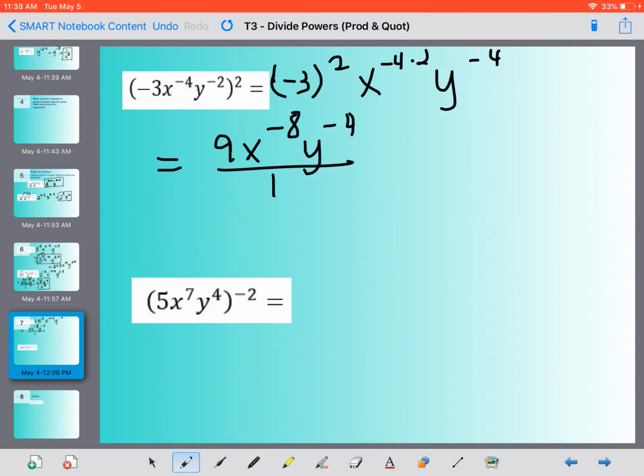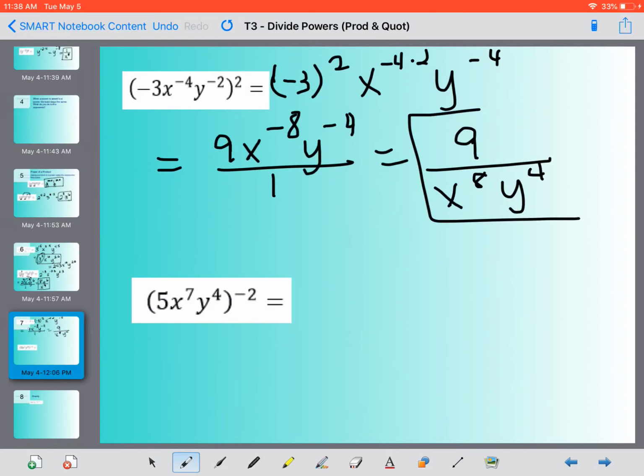Okay, anything with negative exponents has to change. These negative exponents are in the numerator, so they have to move to the denominator. 9 does not have a negative exponent, so it's going to stay. And then you'll have x to the 8th power, y to the 4th power. And then that's your final answer.